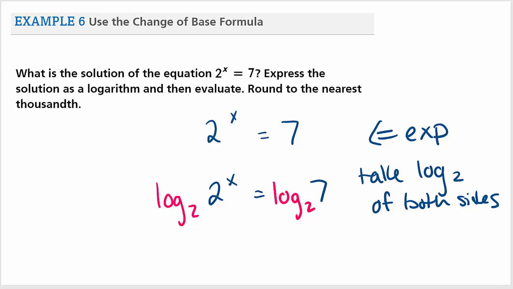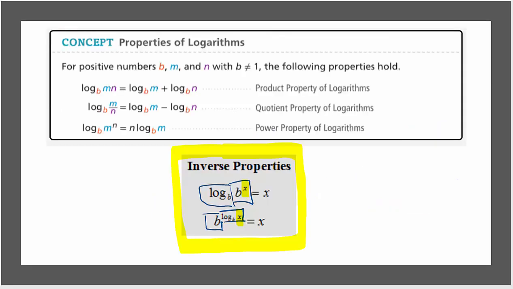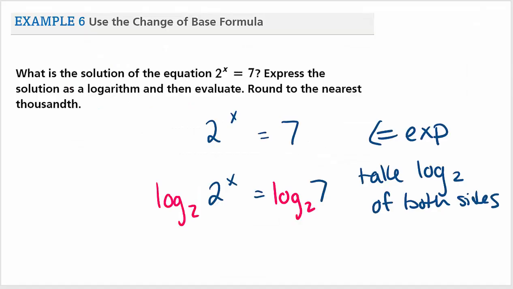Now I'm going to go back to that first slide, which shows that when we have inverse properties together, they simplify each other. So in this case, we have this top situation where we have the log base 2 of 2. So that means it's going to be simplified to leave x. So the left-hand side is just going to simplify to be x, and the right-hand side will stay log base 2 of 7. Now the question's asking to round to the nearest thousandth, so it wants us to put this into our calculator.